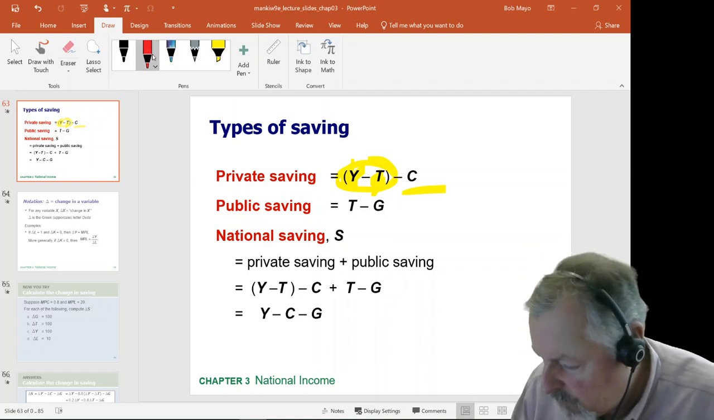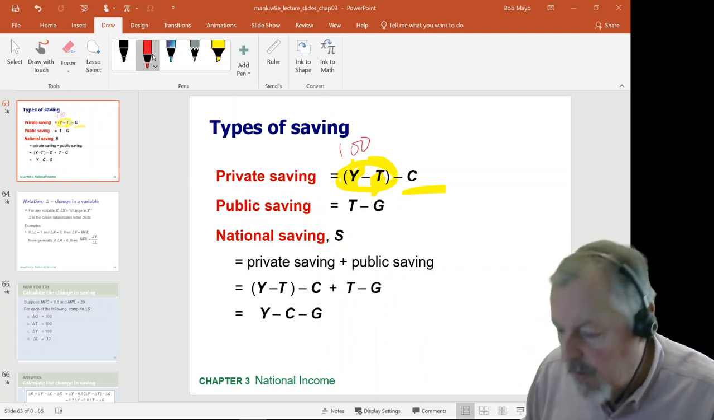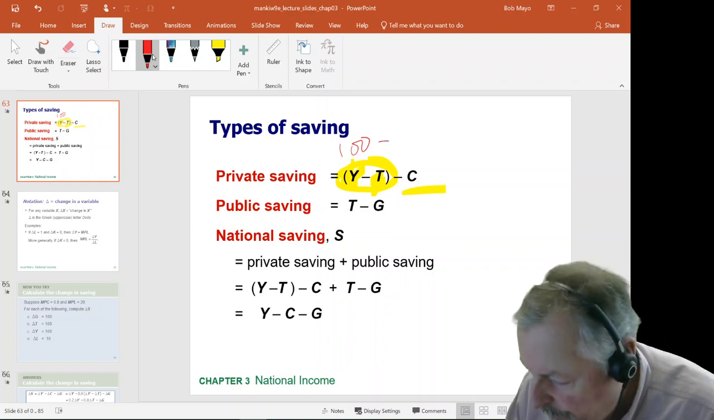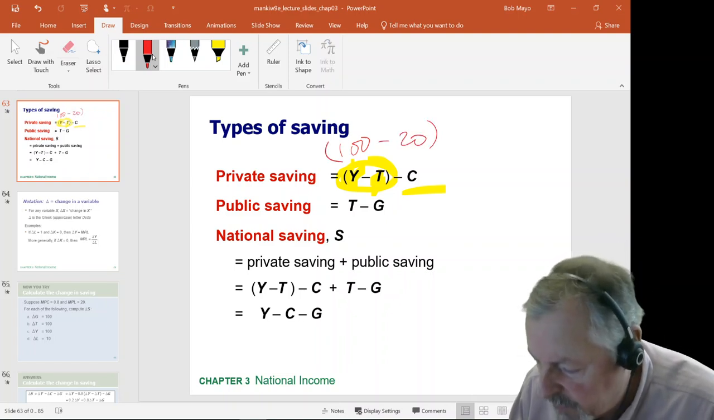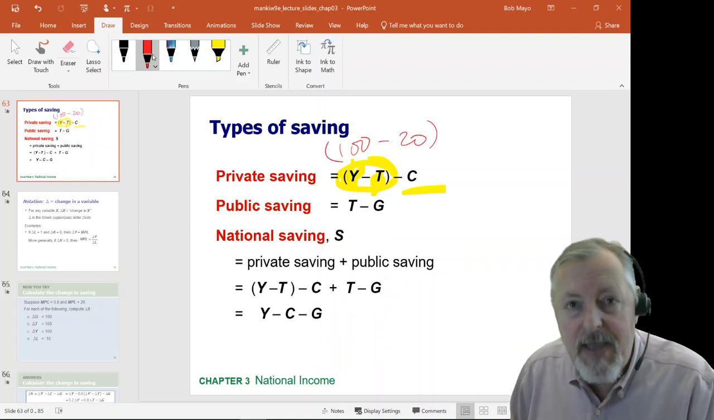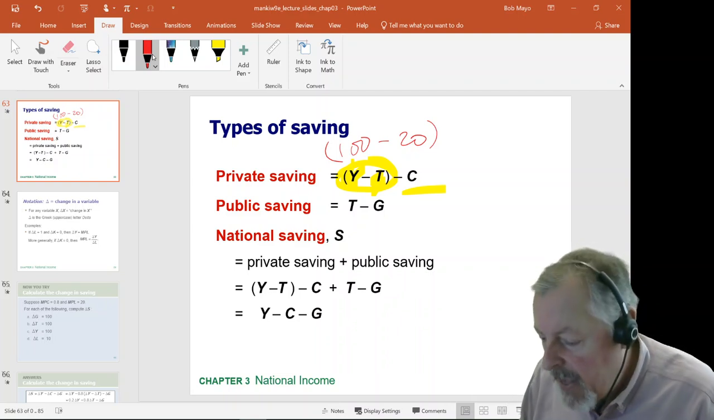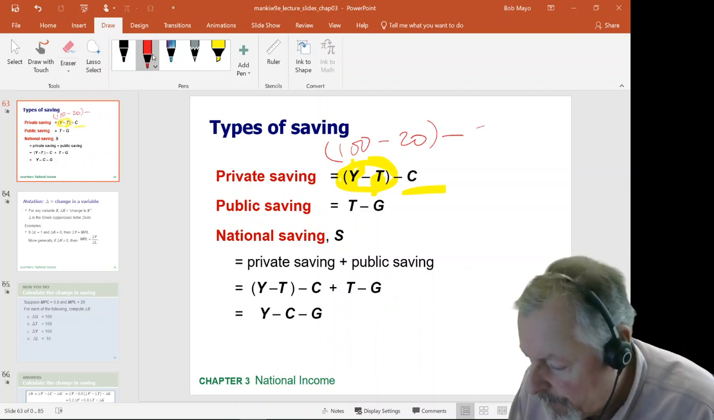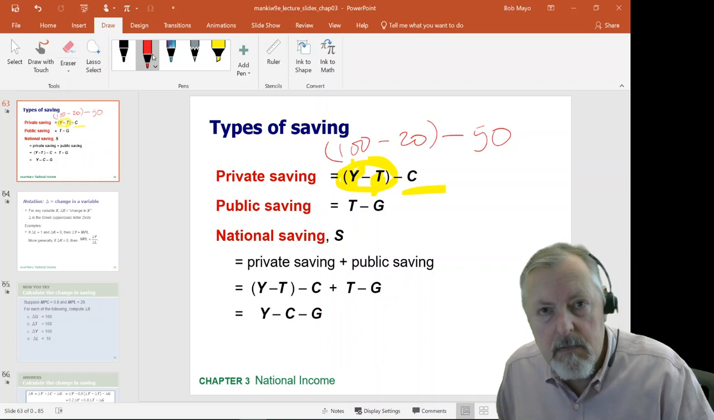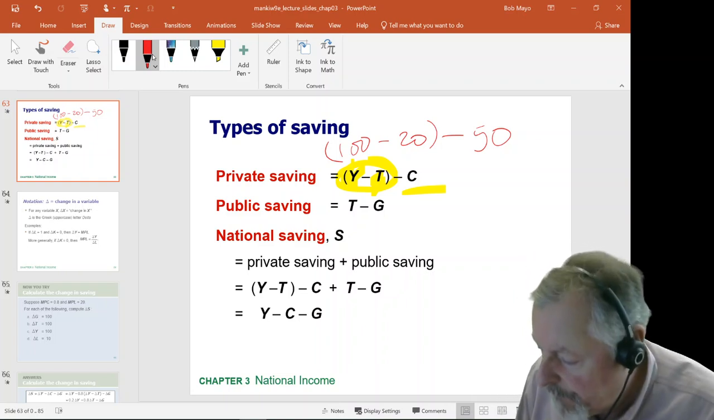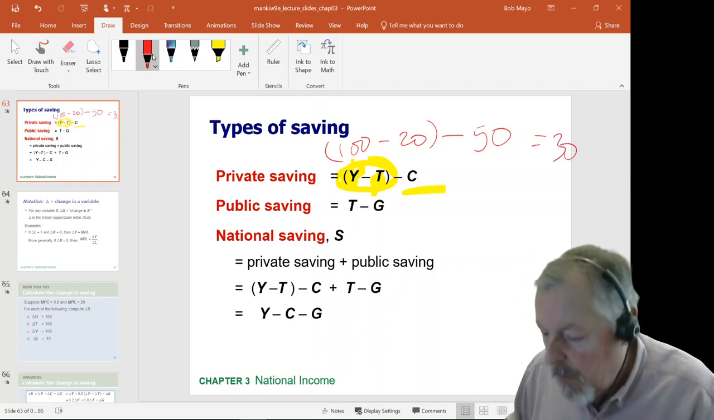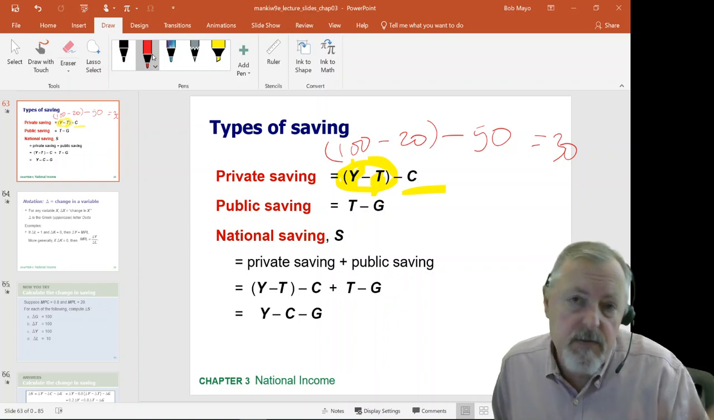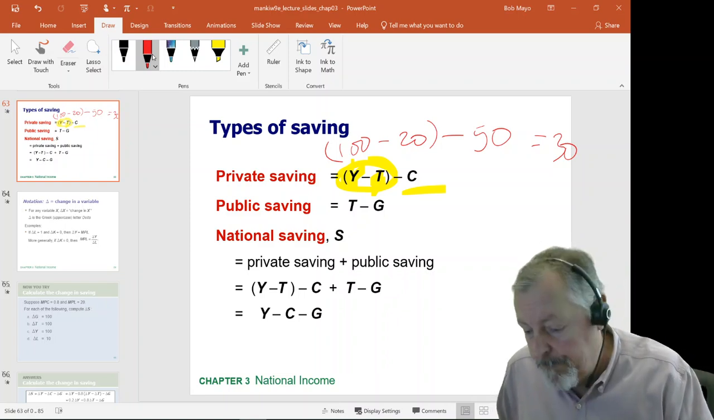You have $100 income. You pay $20 in taxes. So now you have 80. Of that 80, you consume 50. Private savings, $30 that you stick in the bank.